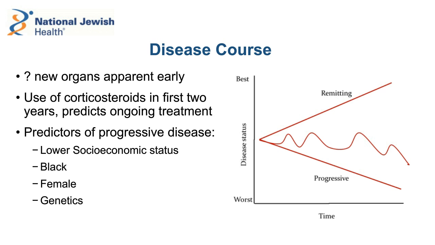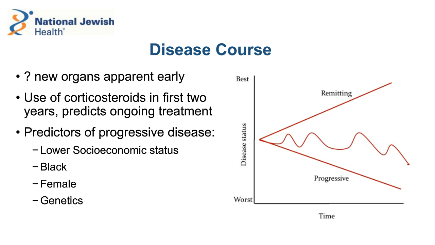There's some thought that most people will develop new organs. So if you're diagnosed with lung disease and you're going to have other organs, that those may happen early. That may be the case on average within the first 2 to 5 years, but I can tell you we see people who develop other organ involvement years after their disease has been diagnosed.